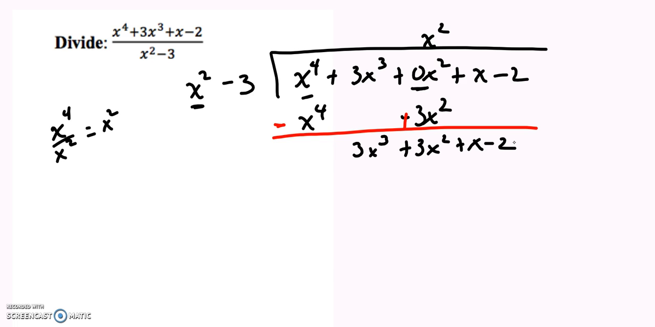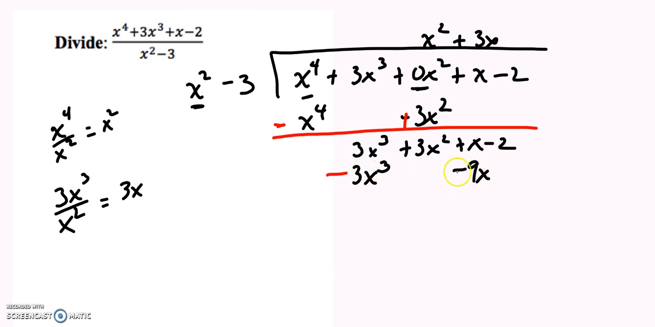Second, we'll take the x squared and divide it into 3x cubed. And I will always write this part on the side because it's easier to see that way. It looks like it's going to be a positive 3x. Positive 3x times x squared will be a positive 3x cubed. And then I'm going to get a minus 9x. I'll need to subtract. And those terms cancel. I get 3x squared. And I get plus 10x minus 2.